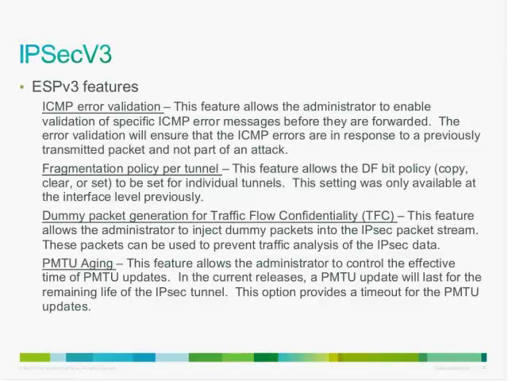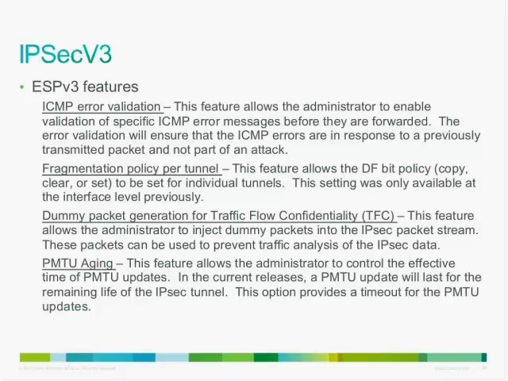Some of the features that are relevant in ESP version 3 is the ICMP error validation. This is basically where the ASA validates every ICMP error message before it forwards it, in order to ensure that the ICMP error message is not part of a DDoS attack or a DoS attack, and that it is part of something that you've already sent through the IPsec tunnel. So basically, it is only a response to a packet that you have sent initially. So this is a sort of DoS attack validation before actually forwarding a packet.